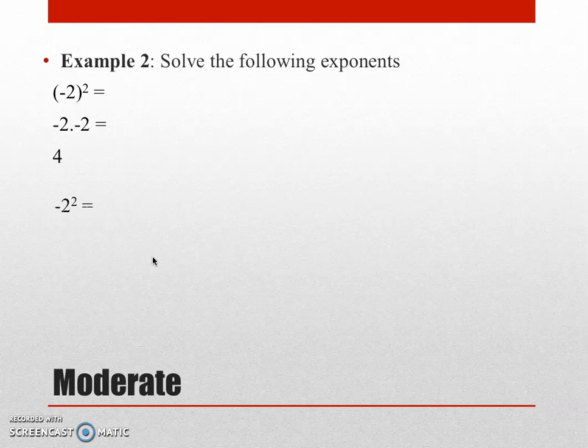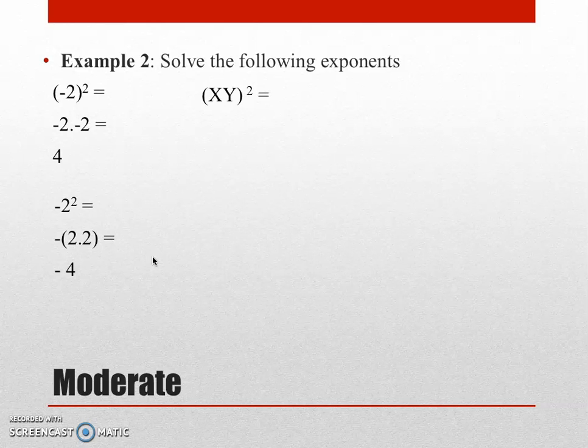But what if we don't put the negative in the parentheses? So here, this is going to be different because here we are only squaring number 2, not the negative. So we have to leave the negative outside and just multiply 2 by itself 2 times. And that will give us negative 4. So it's really important to put anything that we want to raise to the power of the exponent in the parentheses.